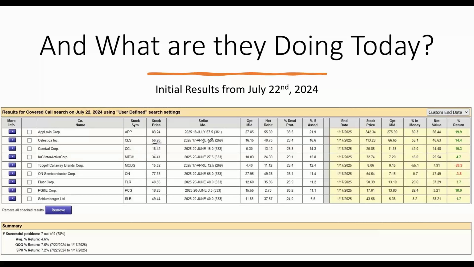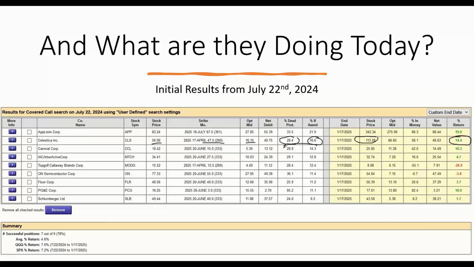Celestica, 56.90, April 47.5 call, at 16.15, 28% downside, almost 17, 16.6% return. The stock's doubled. It's up to 113.28. We're still 2% shy of the maximum profit because we still have 6 months to go to expiration. Okay, April, I'm sorry. We have 3 months to go to expiration.